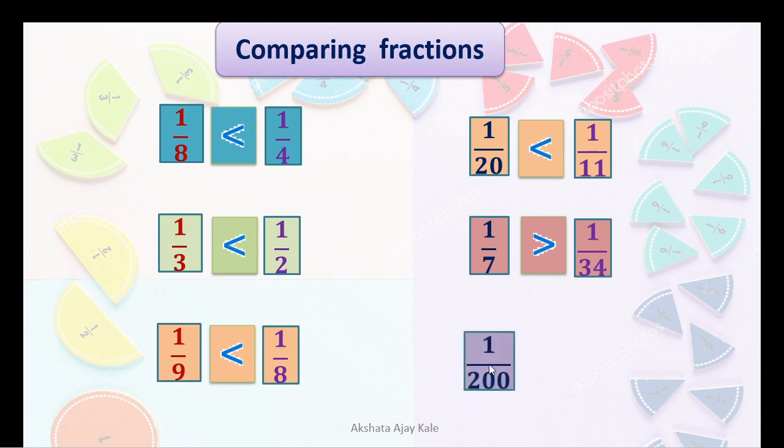Next is 1 upon 200 and 1 upon 48. Very easy. 1 upon 48 is bigger. Correct? I hope you understood about comparing fractions. You can easily tell which is bigger and which is smaller because we have gone through so many examples, right?